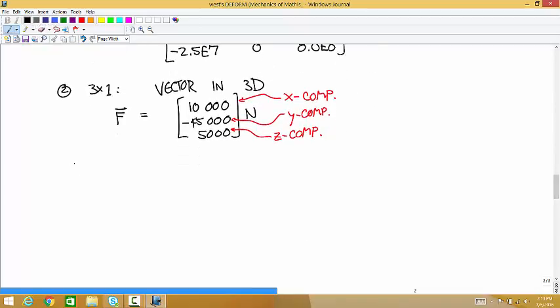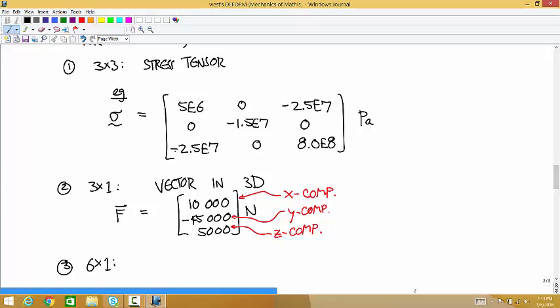The third type that we're going to see a lot is 6x1. And we're going to use this to represent the Voigt form of the stress. So this is the stress tensor. But you can rearrange that. You know, instead of writing it as a 3x3 matrix, of course you could just list all those values in a single column if you want. Why would you want to do that? Who knows? We'll talk about that more.